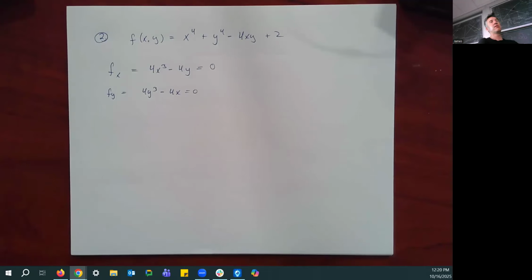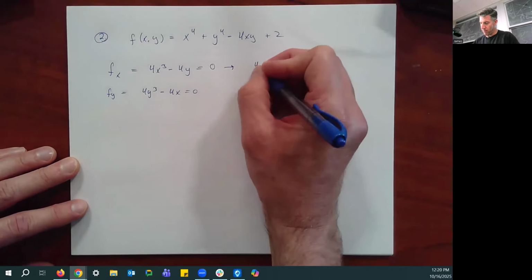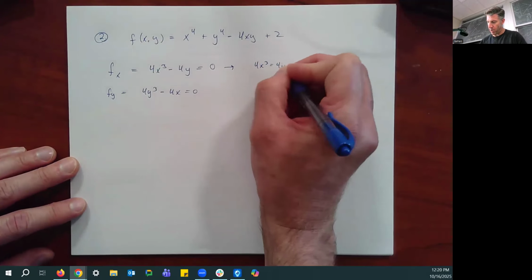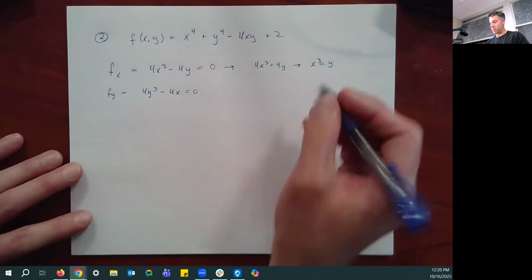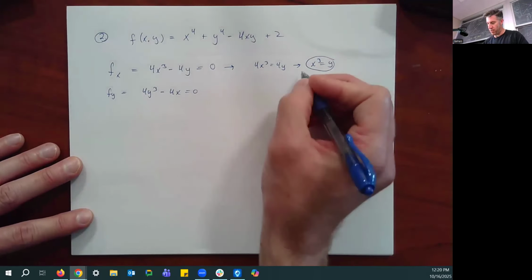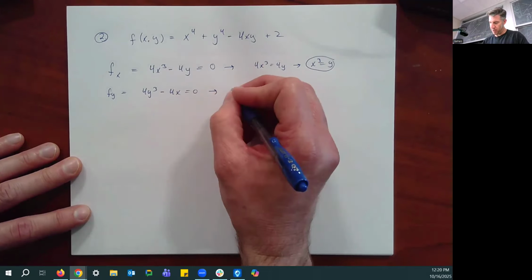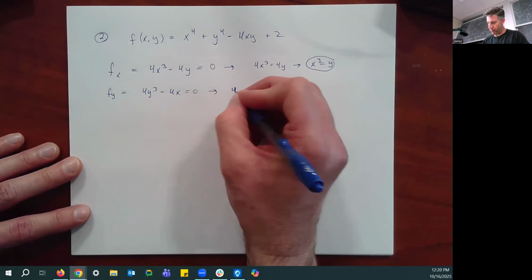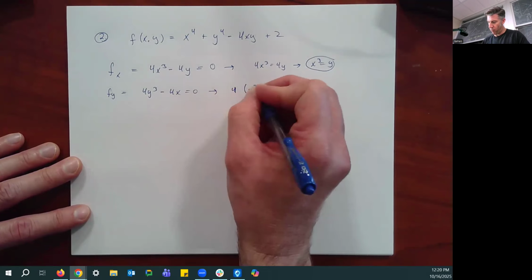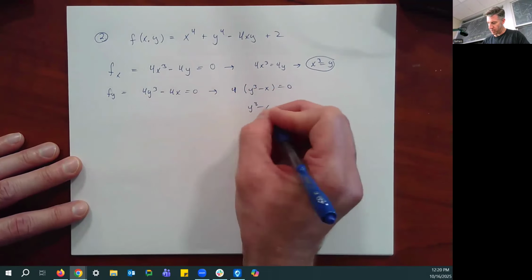Typically, what we do is we take one of these equations and isolate either variable. So in this first one, I'm going to isolate y. So I'm going to say 4x cubed equals 4y, and then x cubed equals y. And then we're going to substitute y equal to x cubed in, and I'm going to simplify this one a little bit too. I'm going to just factor out a 4. So 4y cubed minus x equal to 0, or really just y cubed minus x equal to 0.